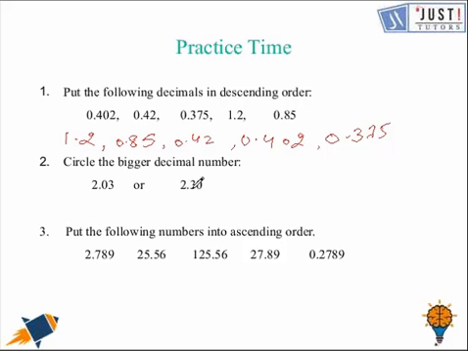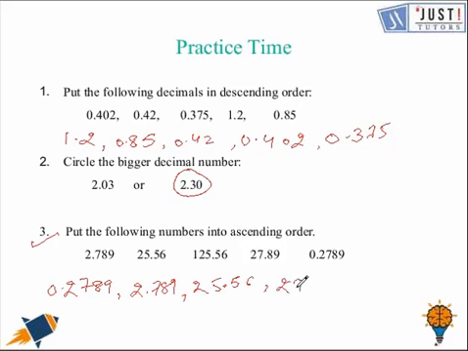Question number 2. Circle a bigger decimal number. So of course, because the decimals are like decimals, straight away we can say that this is the bigger decimal number. Question number 3. Put the following into ascending order. So we need to start from the smallest one. Answer is going to be 0.2789, 2.789, 25.56, 27.89, 125.56.